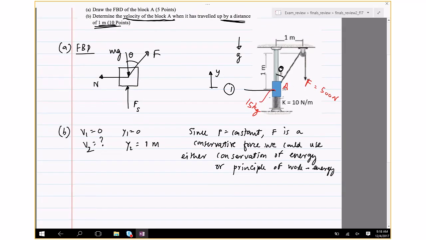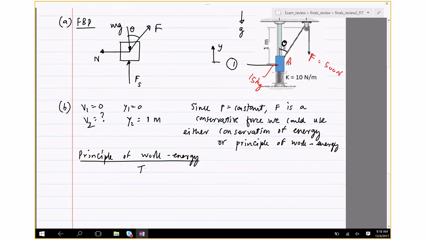Let's just use the principle of work and energy. This principle is recommended when the forces are non-conservative. If you do not know that F was conservative, then you can always use this. It's a safe way to solve a problem. This is safer than conservation of energy because it accounts for non-conservative forces. The principle of work and energy says that the kinetic energy at position 1, plus the work done by all the external forces, equals the new kinetic energy.